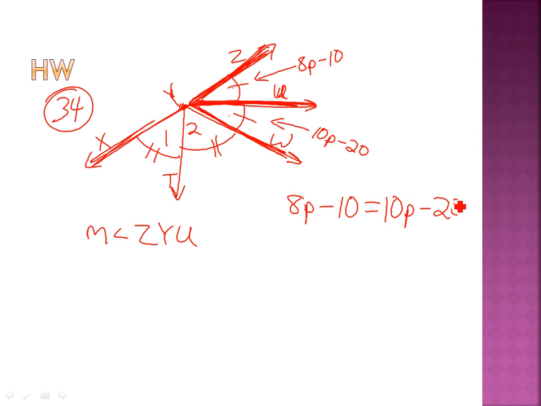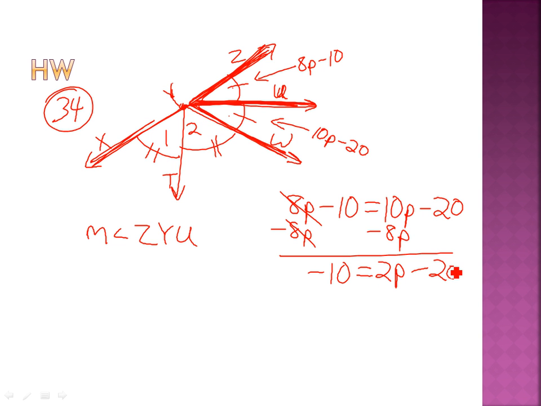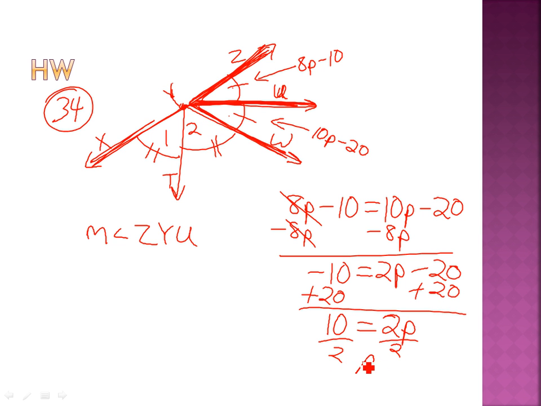I'm gonna solve that real quick. Subtract 8p on both sides. These cancel, you're left with negative 10. Really watch your signs, don't lose that negative there. 2p minus 20. Add 20 to both sides. End up with 10 equals 2p. Divide by 2, what's p equal? 5.